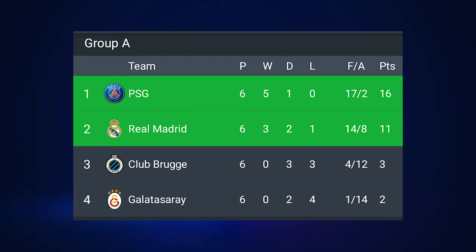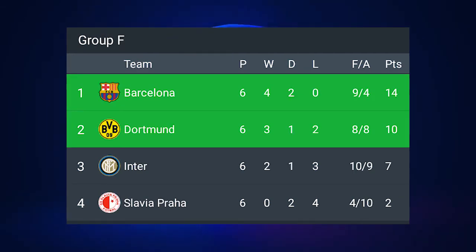Talking about Dortmund, they were in Group F with FC Barcelona, Inter Milan, and Slavia Praha. Barcelona was the first to qualify in this group. It was left with Dortmund and Inter Milan. On the last day of the Champions League group stage, Dortmund was playing against Slavia Praha and Barcelona was playing against Inter Milan. Barcelona won the game against Inter Milan 2-1, and fortunately Dortmund took advantage and beat Slavia Praha, so they made it to the round of 16.